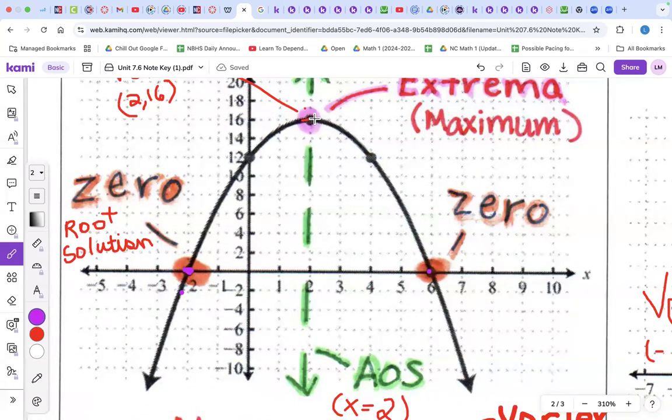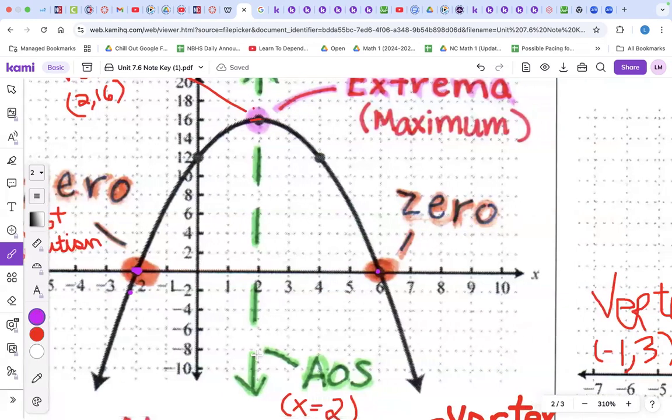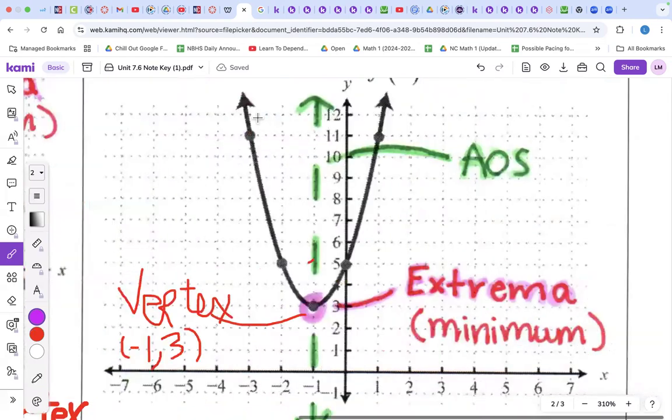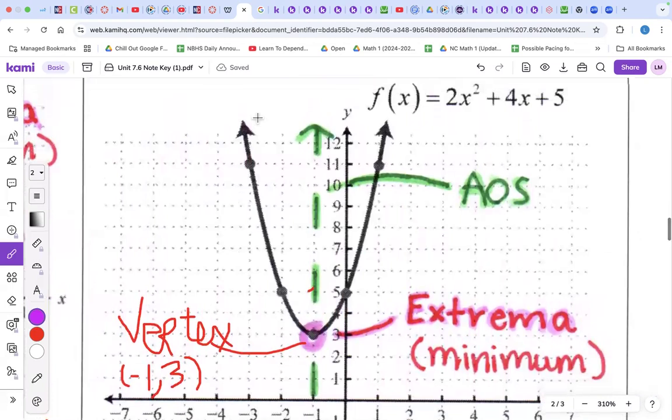Extrema is wherever that curve is. And your axis of symmetry is where it's splitting your parabola in the center vertically. Now, let's look at this other one. Looking at this other one, of course, we can see that the extrema is at the bottom this time. So the curve is low, so it's called a minimum. That's as low as it can go. How low can you go? All righty, so that's what this extrema is.